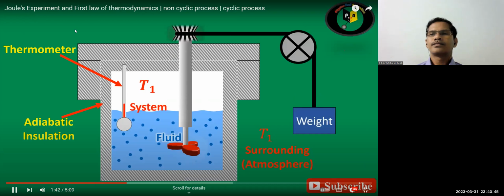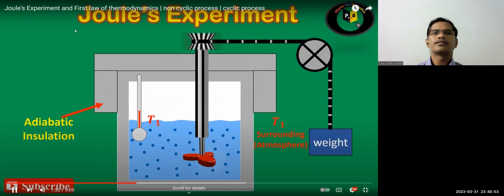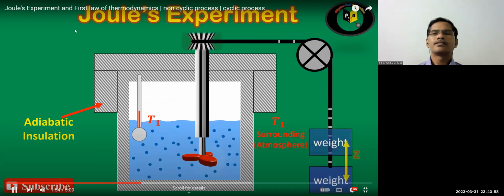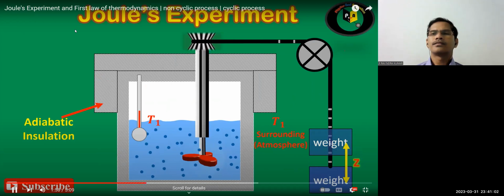Let's move forward and try to understand Joule's experiment with the help of animation. In this experiment, as the weight W fell through a height Z, the amount of work done was measured by the change in potential energy. Then work was done on the fluid by means of a paddle wheel.